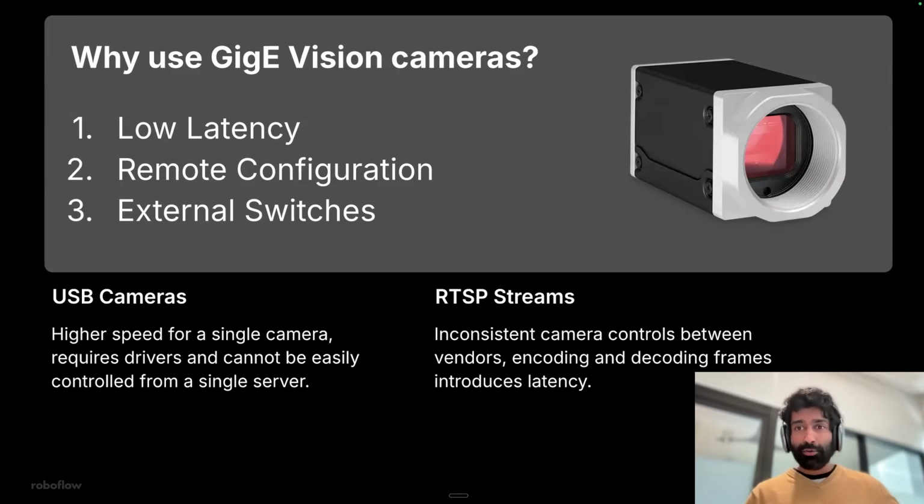This is also the reason why a lot of our customers end up choosing a Gigabit Ethernet camera. You get that low latency. You don't have to encode and decode those individual frames, but you also are able to remotely configure these cameras and adjust settings like exposure and gain, or adjust even the network configuration of the camera so you can swap one camera in for another one. And because you can connect them to an external switch, you're not limited by the hardware interfaces that are available to you on the edge computer that you've purchased.